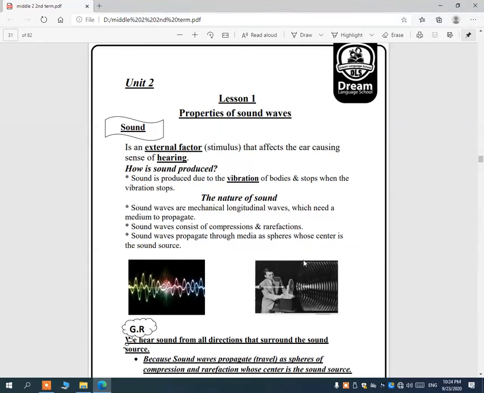To lesson 1, properties of sound waves. Sound, what is the sound? Sound, it's an external factor that affects our ears, causing hearing. And sound is produced from the vibration of objects, from the vibration of any object.